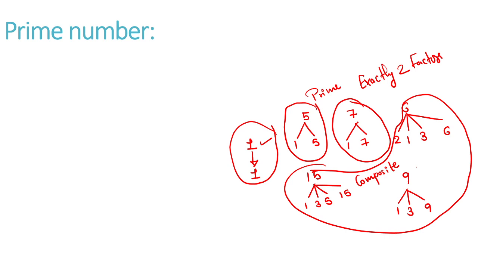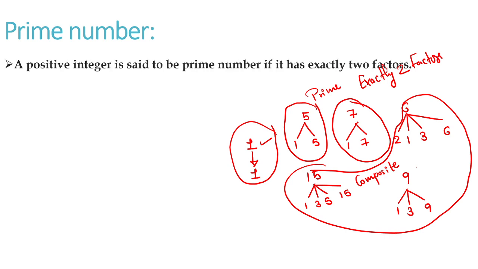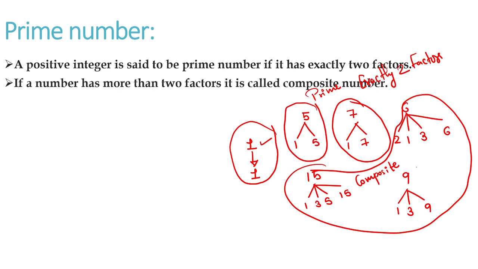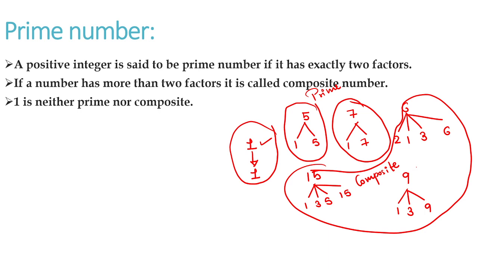So we talk about prime numbers. These are defined as numbers which have exactly two factors. Any positive integer is said to be prime if it has exactly two factors. If it has more than two factors, I would call it a composite number. Based on this, 1 is neither prime nor composite.